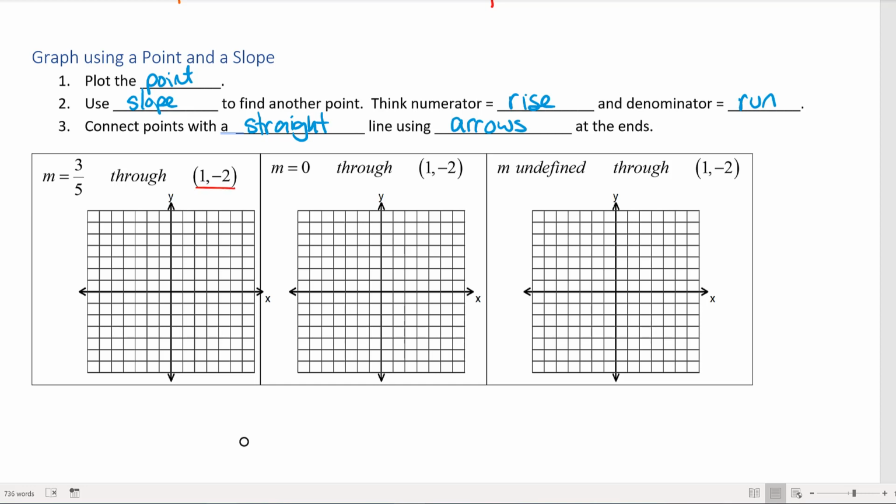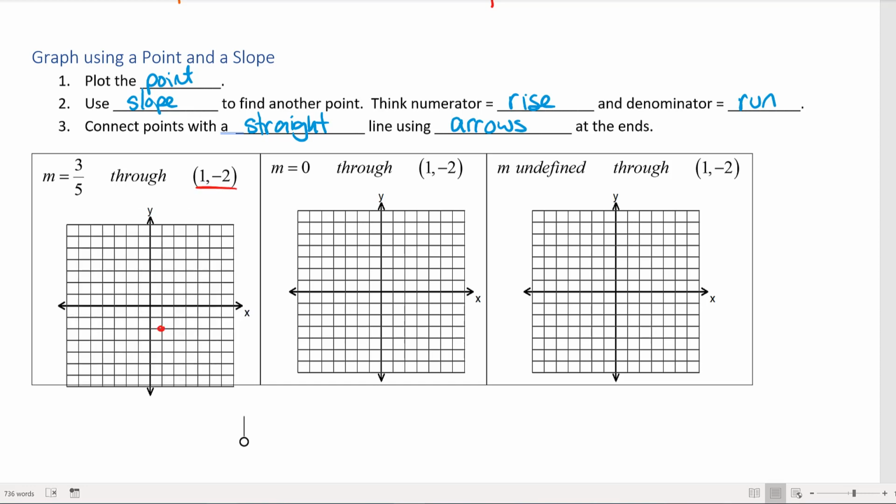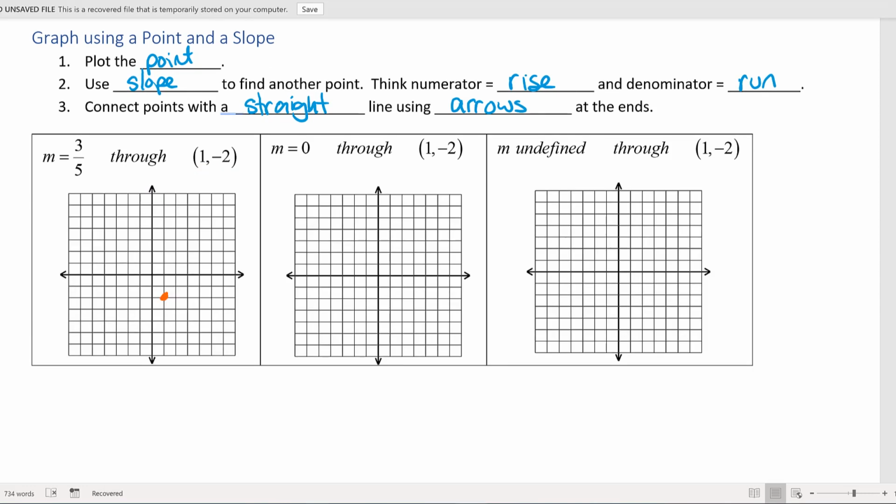So I'm going to graph the point 1 comma negative 2 first. And then I'm going to use the slope to rise and run. So I'm going to just put a little reminder that the numerator is the rise and the denominator is run. So I'm going to rise up 1, 2, 3 and run 1, 2, 3, 4, 5. And that would be good enough for my line. Now I could go down 1, 2, 3 and left 1, 2, 3, 4, 5, and that's also going to be on my line as long as I'm repeating the same pattern.